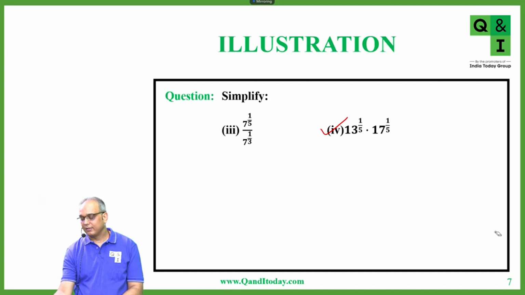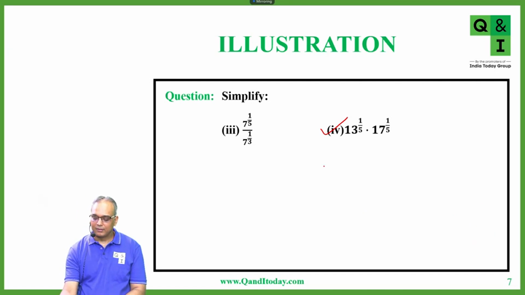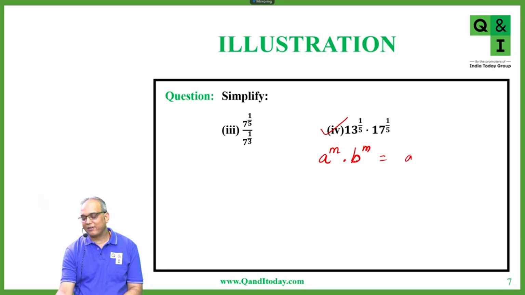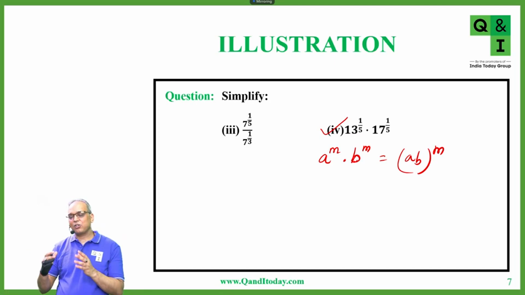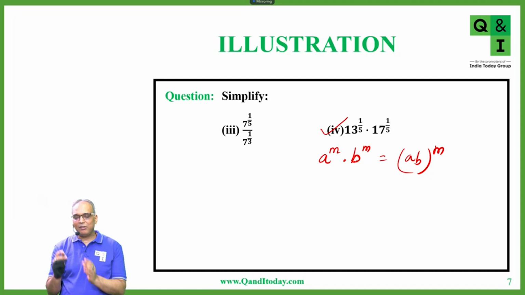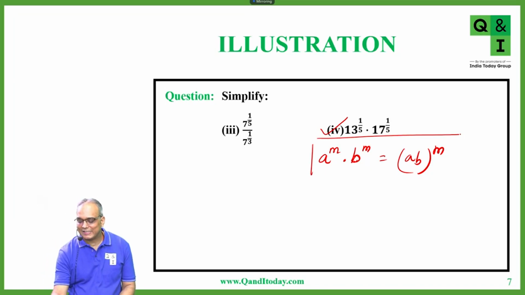Sir, we are using that a to the power m into b to the power m is ab raised to the power m. We take power common because the bases are different but the power is same. So we take power common outside the bracket and we multiply the bases together. This is what this identity says, right?